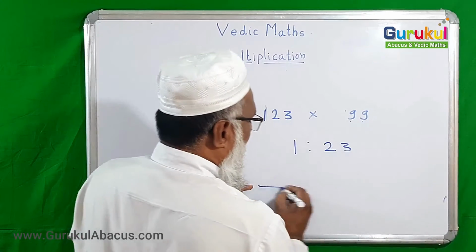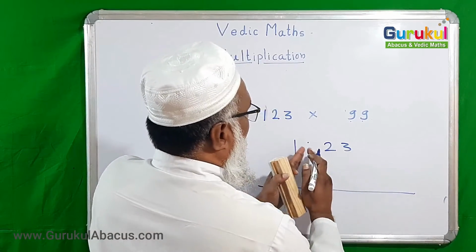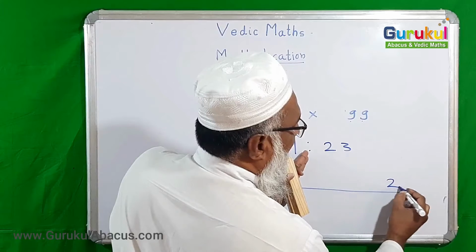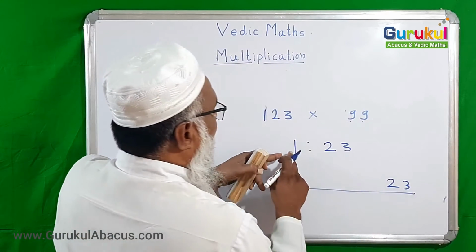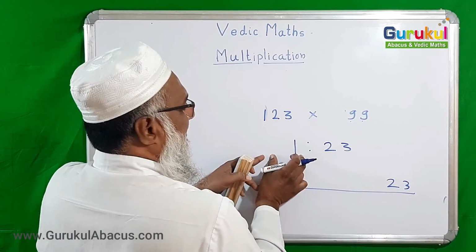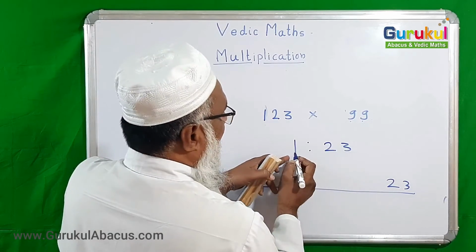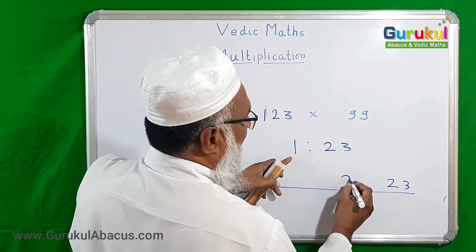Then what did we do? Here, the part after the colon, what is there? That is 23. That again we wrote here, 23. And what is here? Number 1 we are looking at. So we added 1 in that. So 1 and 1, 2 we wrote here.